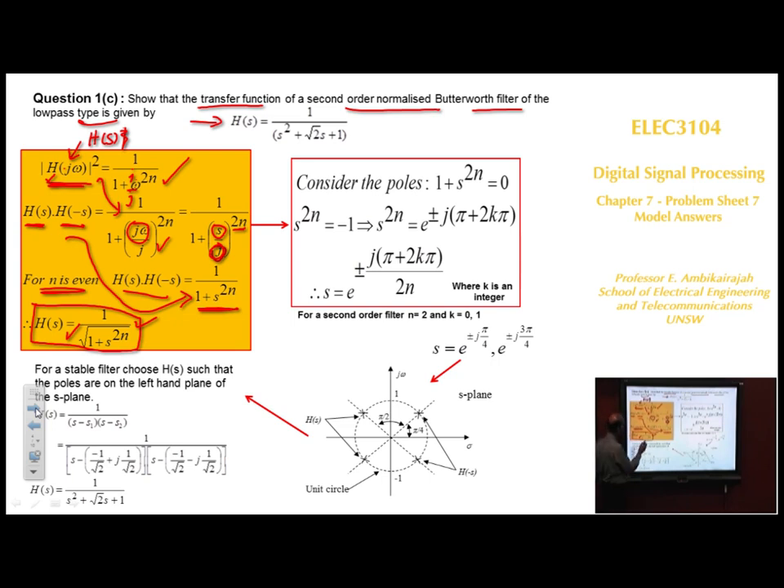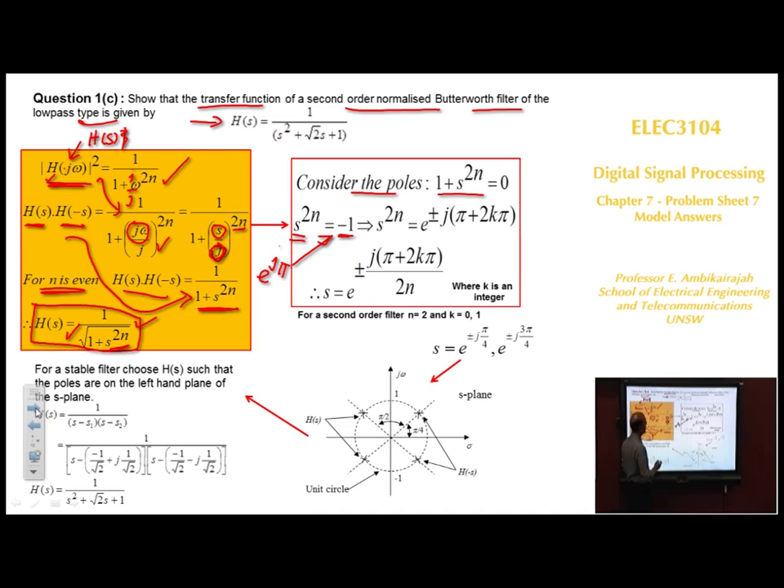Once you have got that, now you got to start to work on it. So we go to the poles. Poles mean that part has to be 0. So you consider the poles. So 1 plus s to the 2n equals 0. That means s to the power 2n equal to minus 1. So minus 1 in our exponential form is e to the power j, which will be cos pi plus j sine pi.